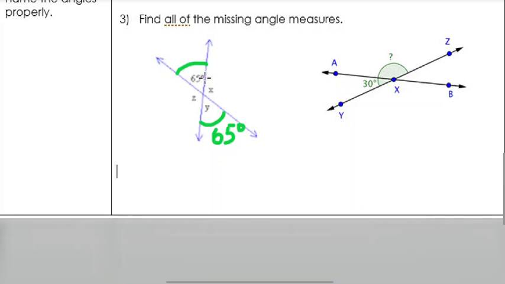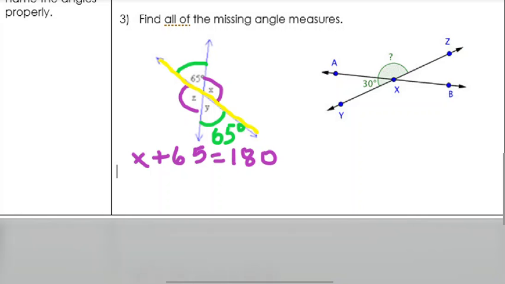And I also see that X and Z are vertical from each other. They're opposite of each other. So those will be the same. But how do I figure out what those measures are? Well, I see that right here, this makes a straight line. So I know that this 65 degrees and X are supplementary. So what I can do is X plus 65 will give me 180 degrees.